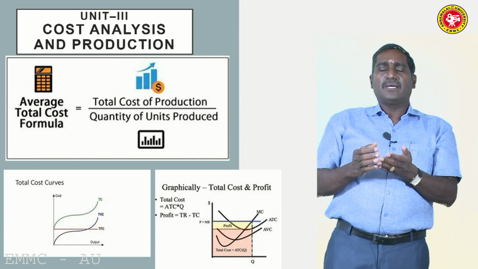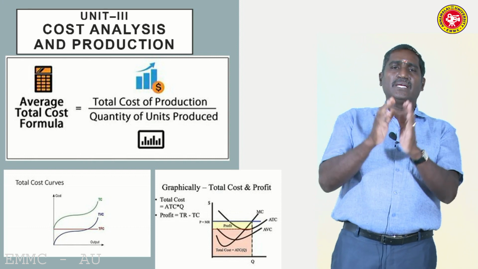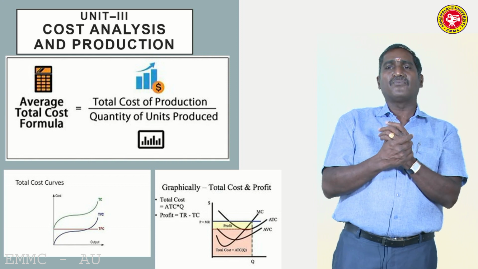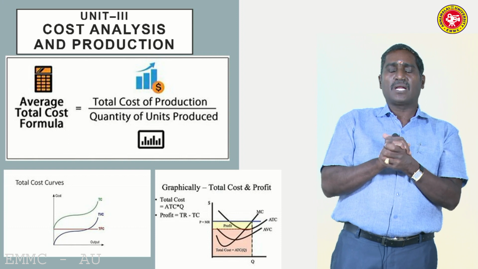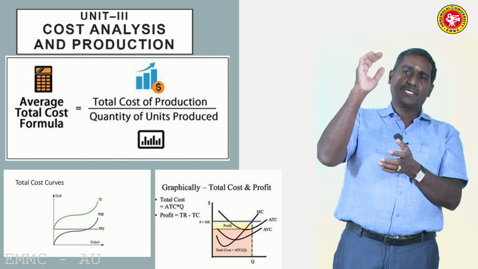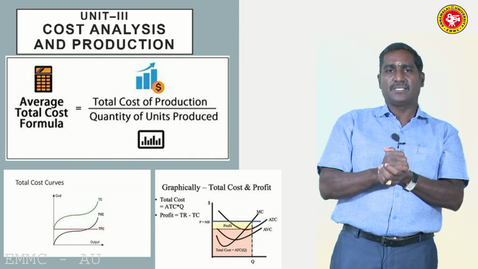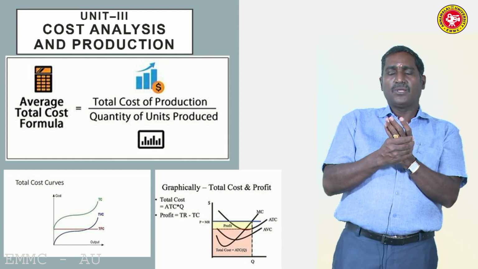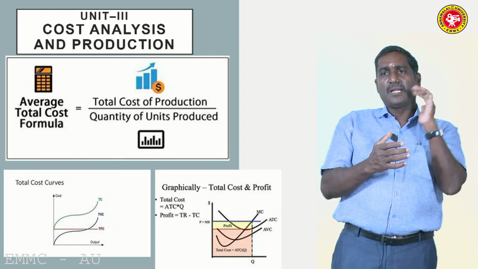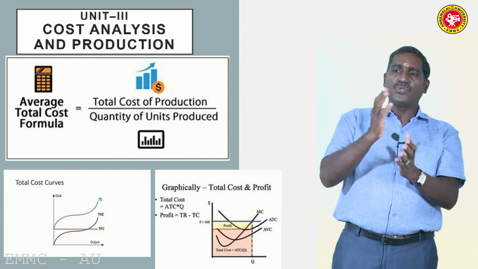So the cost aspect will be dealt with in the whole of the lesson as average cost or average total cost. What is the formula for average total cost? Average total cost is total cost of production divided by quantity of units produced. Total cost divided by quantity of units produced will give you the average cost per unit, how much cost is incurred. So the whole lesson will deal with marginal cost and marginal revenue, and how average cost, total cost and marginal cost behave.